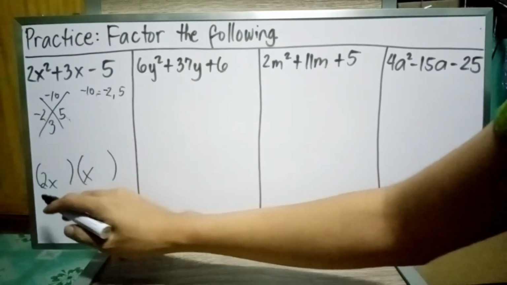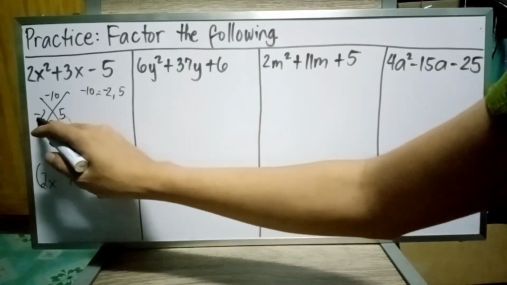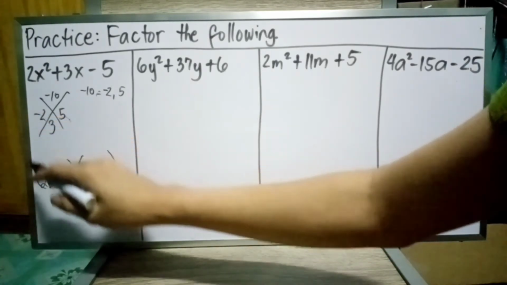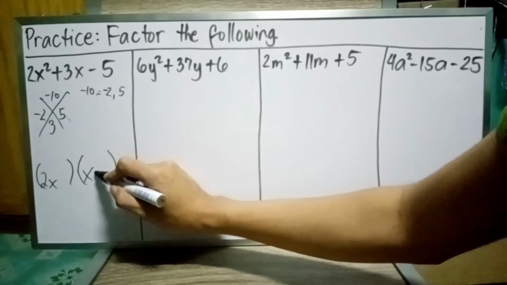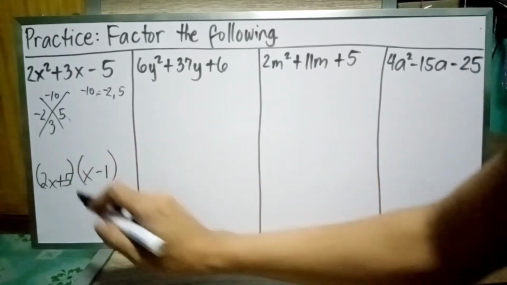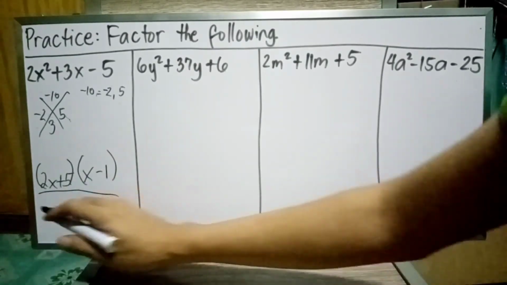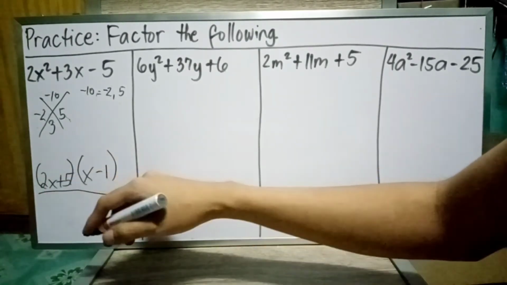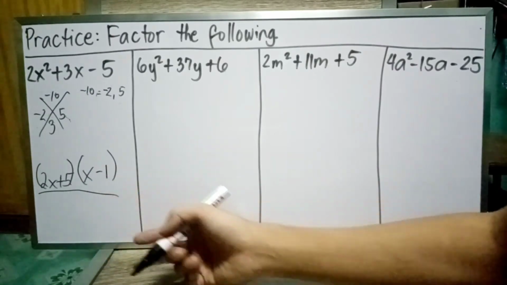Which one can be divided by 2? Of course, the negative 2. Negative 2 divided by 2, that is negative 1. You put here the negative 1 and plus 5 here. So answer is 2x plus 5 quantity multiplied by x minus 1.